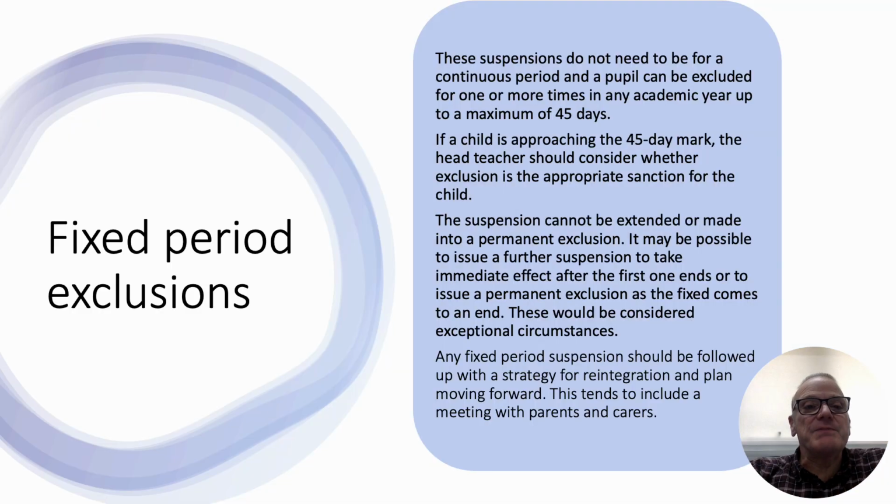In relation to fixed period exclusions, these suspensions do not need to be for a continuous period, and a pupil can be excluded for one or more times in any academic year up to a maximum of 45 days. If a child is approaching the 45-day mark, the head teacher should consider whether exclusion is the appropriate sanction for the child.